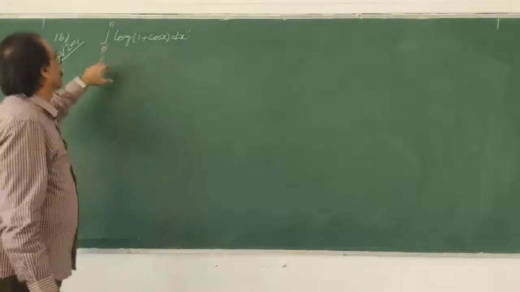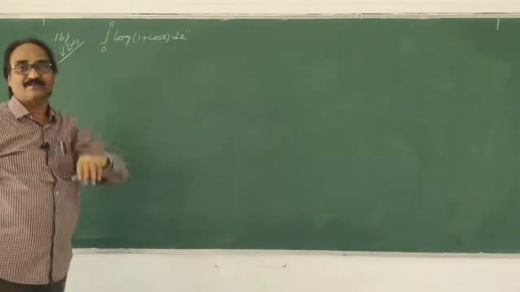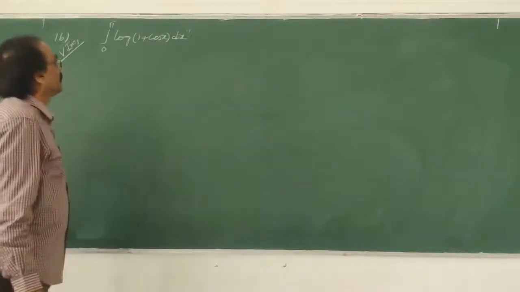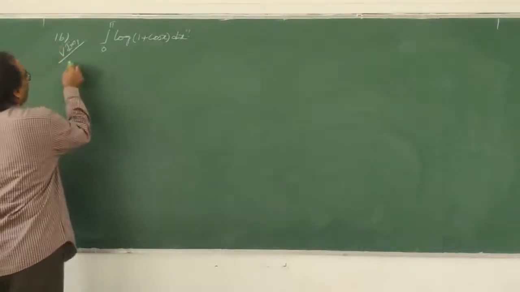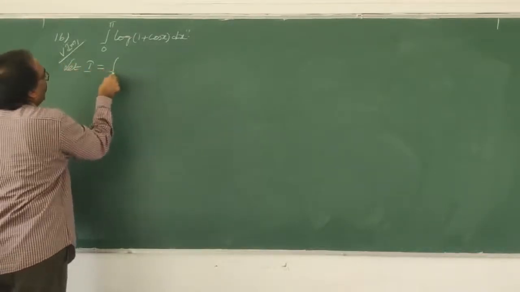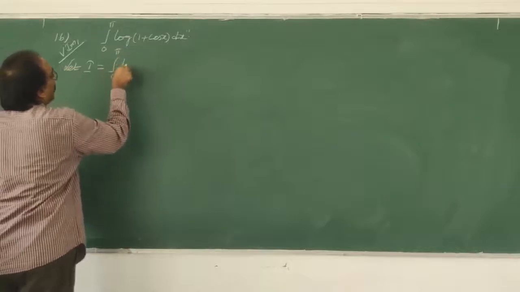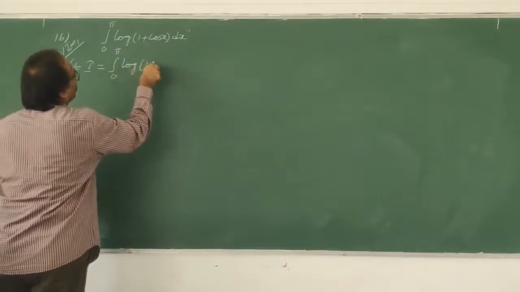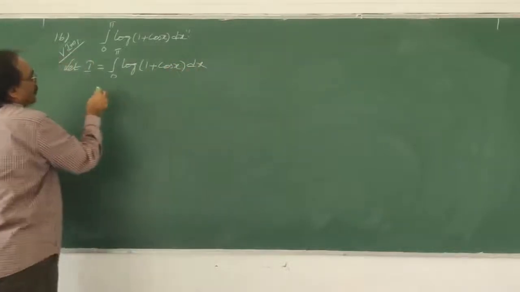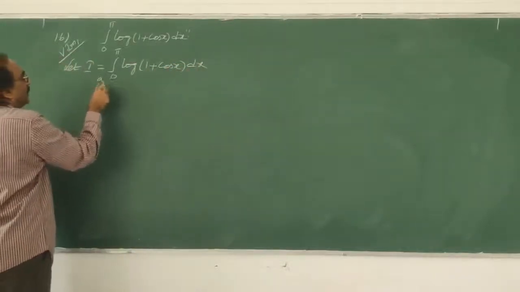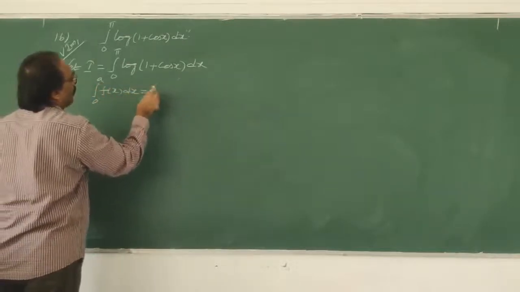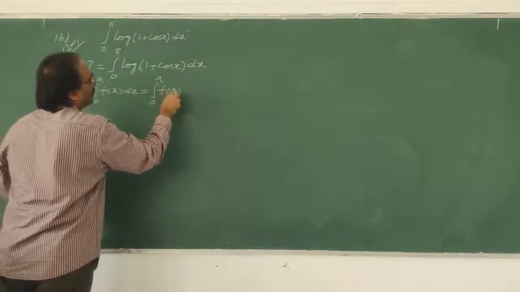My dear students, 0 to pi log of 1 plus tan x we did. That is problem number 8. But here it is 1 plus cos x. Okay, no problem. Again we say, according to our function, let I is equal to the integral from 0 to pi of log of 1 plus cos x dx. Correct? Which property again? Integral from 0 to a of f of x dx is equal to integral from 0 to a of f of a minus x dx.